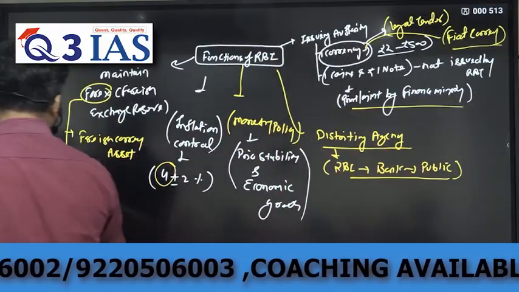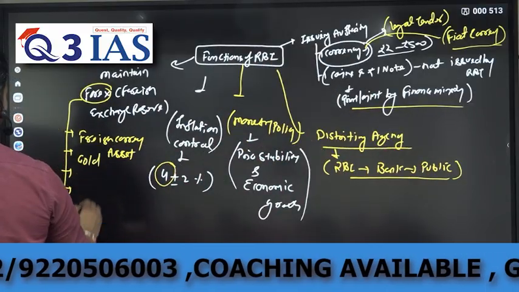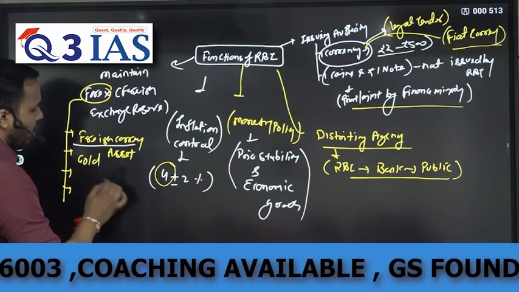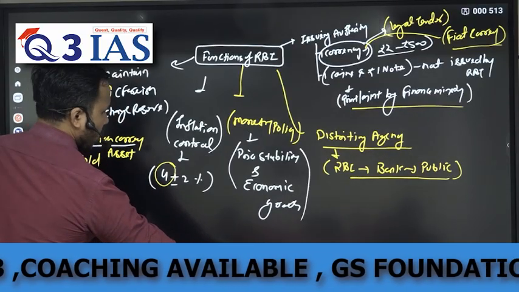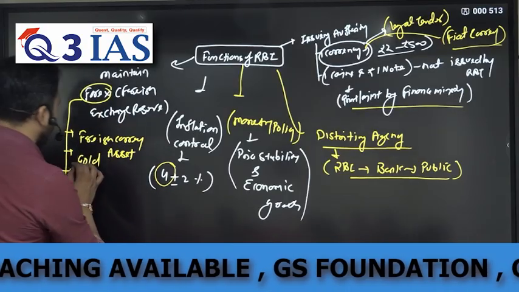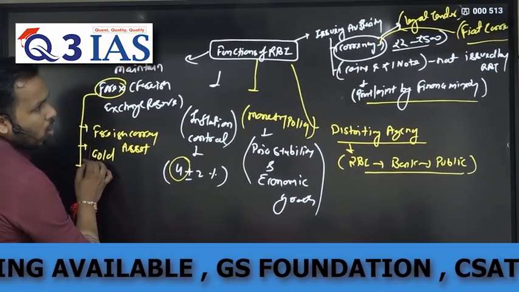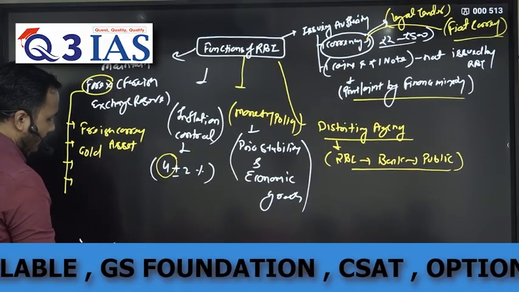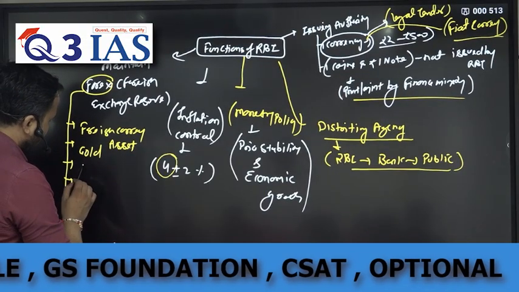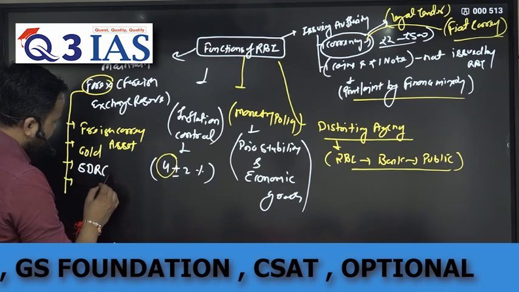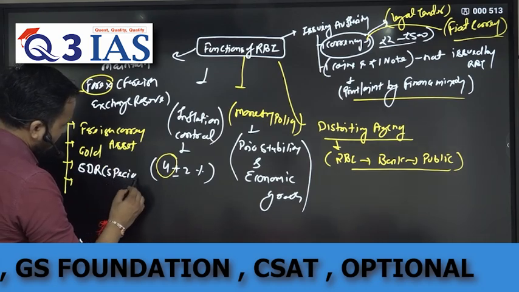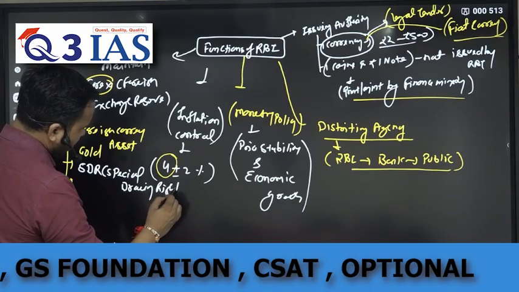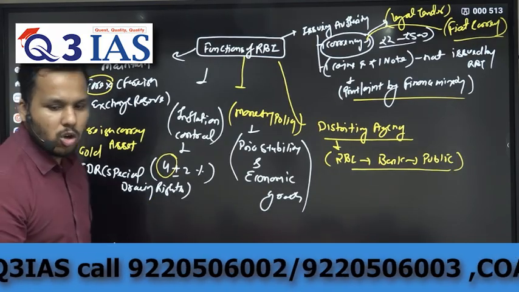And the second one is gold. Second is gold. What is the forex? Forex, first is forex included, first of all, foreign currency asset. Second is gold, and the third is SDR. Third is SDR, special drawing rights. Special drawing rights.